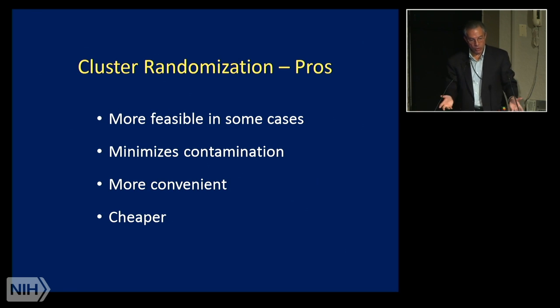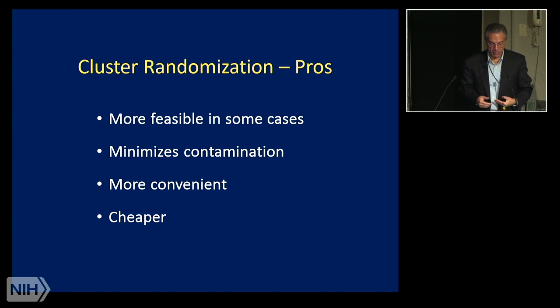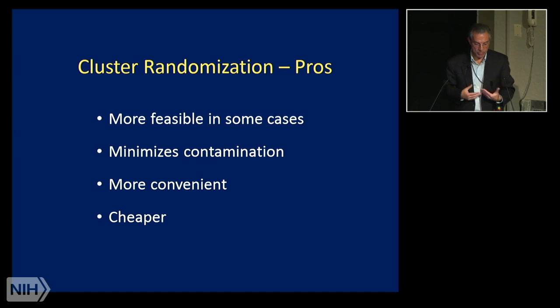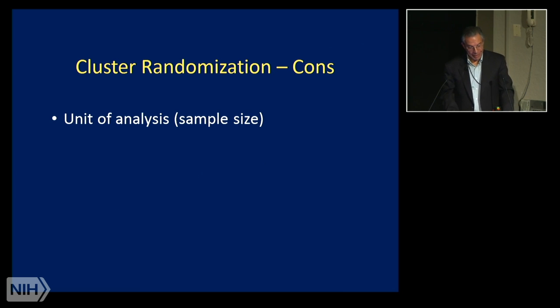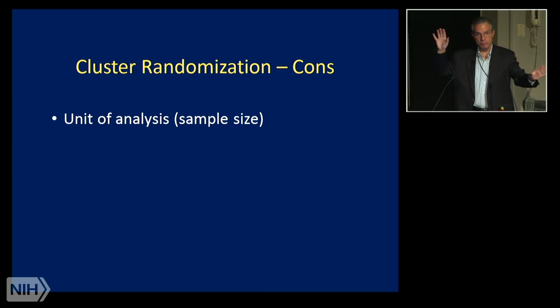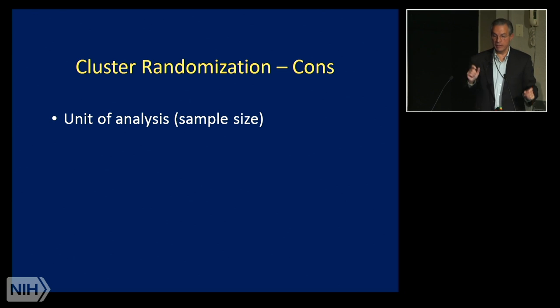Okay, so the pros are a little bit of a repeat. It's more feasible in some cases, minimizes contamination, more convenient, and could be cheaper. The cons, again, the unit of analysis is the participant, the individual, the person, the student, the patient. But you have randomized the cluster. So there is a little bit of disconnect between the two, and you have to treat this disconnect carefully.